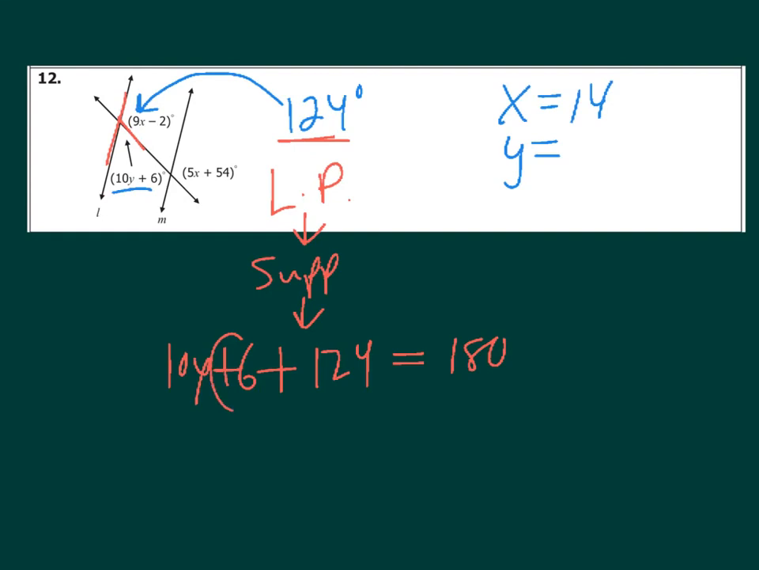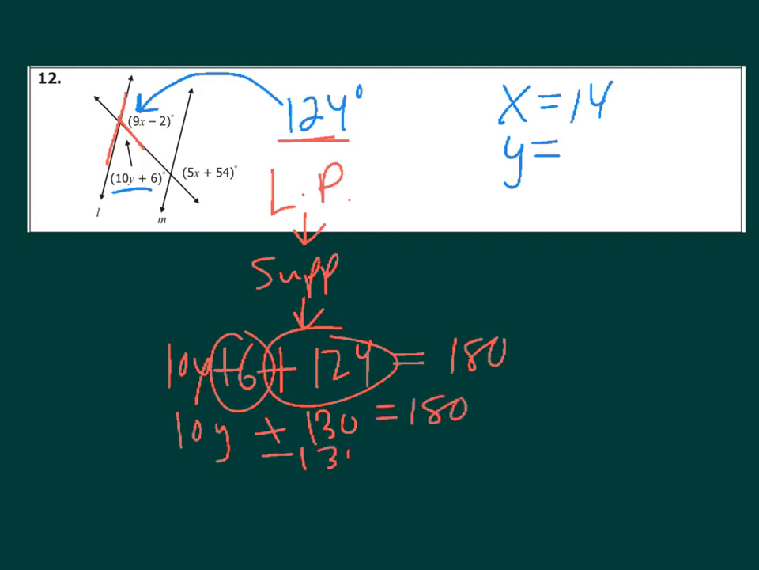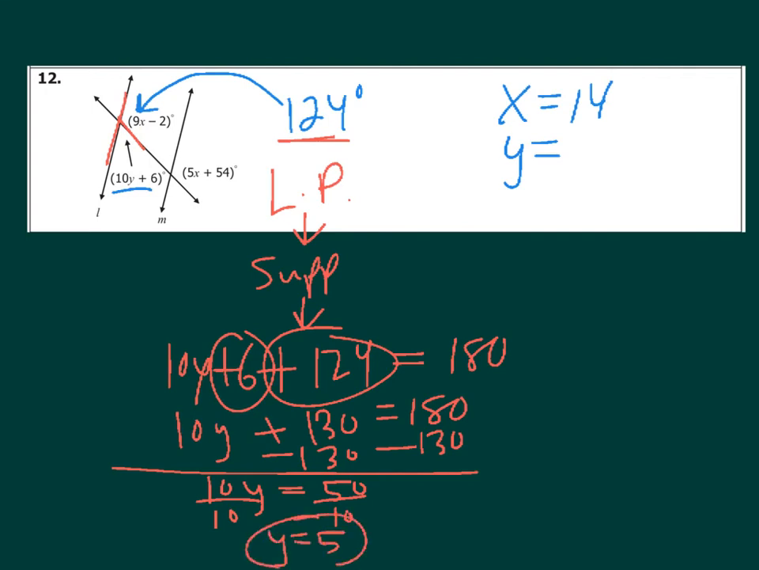Now I'm going to combine the like terms that I see here. So that's 10y plus 130 equals 180. Subtract 130 from both sides. And I'm going to get 10y is equal to 50. Divide by 10, and y is equal to 5. So I add that to my final answer up here, and we are all set with this problem.